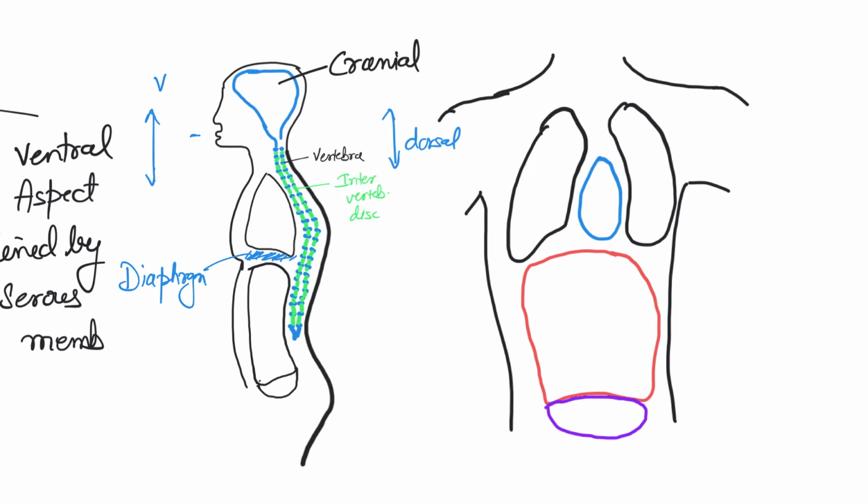The ventral ones are towards the front. They are divided into two parts, the first and the second. The first and the higher part is called the thoracic cavity. Now, the cavities are named according to the bones or the organs that they have. So thoracic, chest, they generally have the lungs, right?